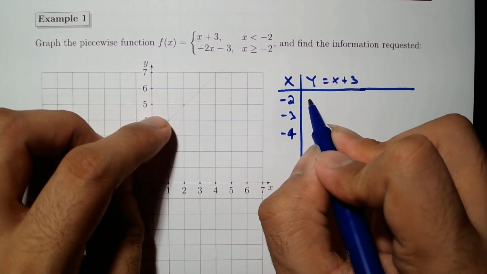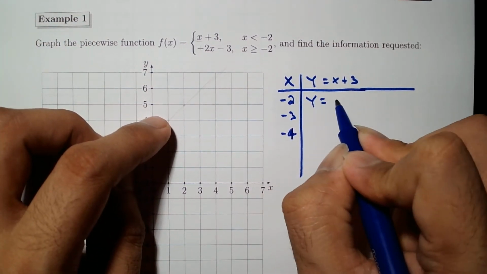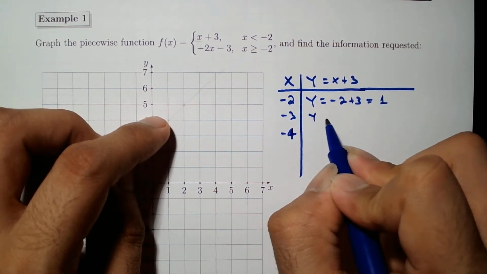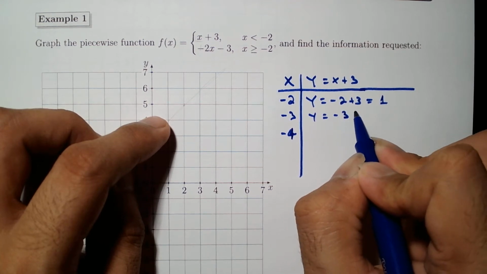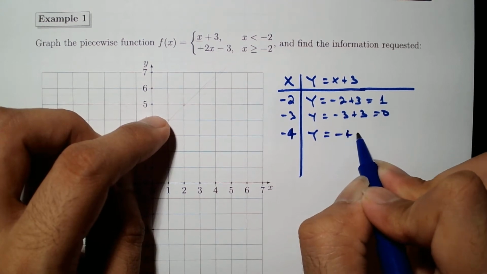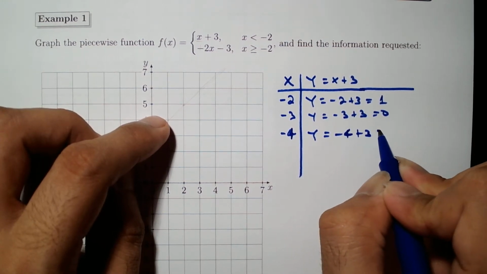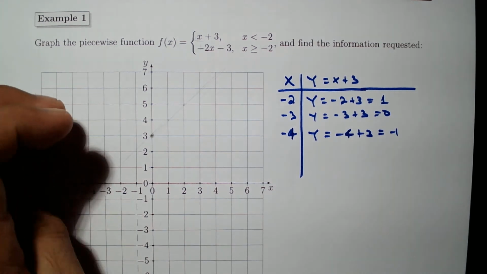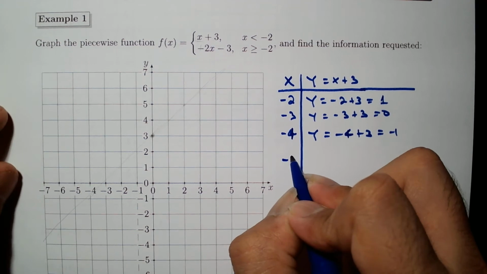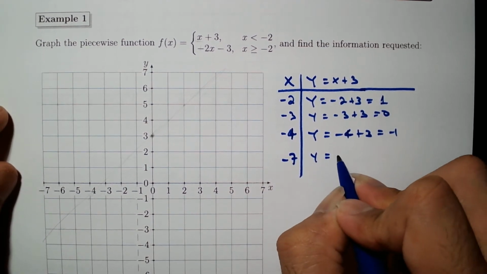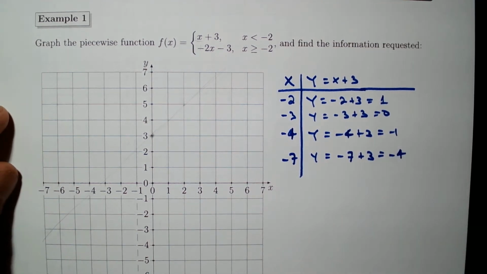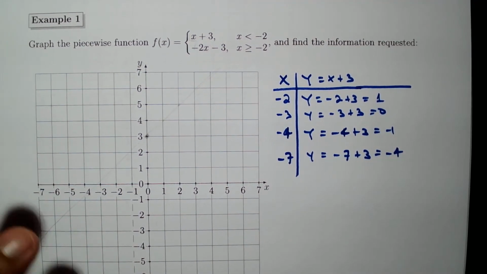Okay, so I'm going to go y equals -2 plus 3, which is 1, -3 plus 3, which is 0, and then -4 plus 3, which equals -1. I'm going to do one more just to display. Maybe I'm going to go lower. How about -7? -7 plus 3, that's going to give me -4.